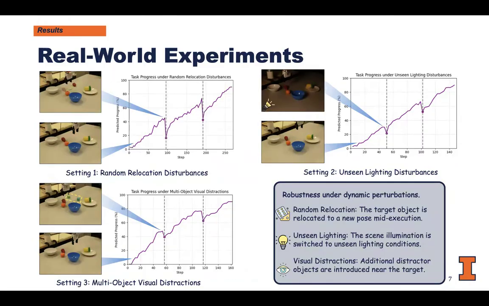For our generalization settings, we have three stress tests. In setting one, we have random relocation. The target's pose is varied. In setting two, we have unseen lighting. The scene lighting is changed. In setting three, the visual distraction. Extra objects clutter the workspace. So these are the conditions long horizon policies typically collapse under.